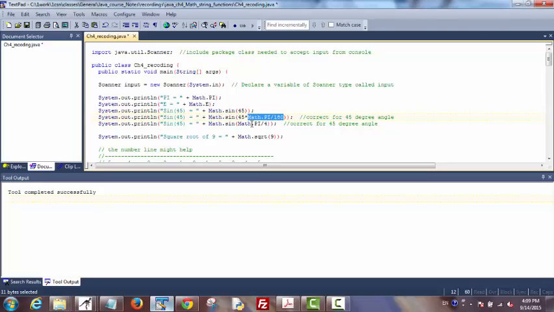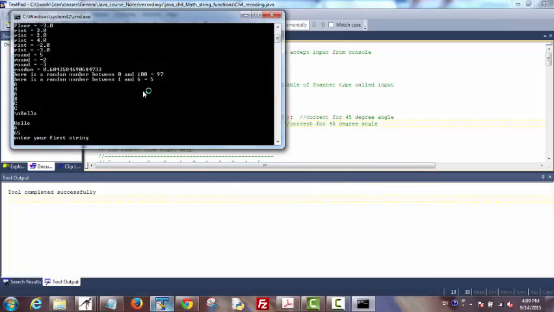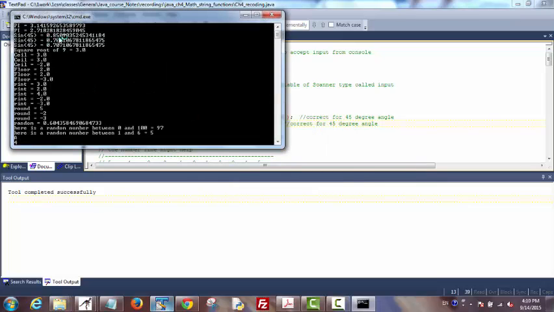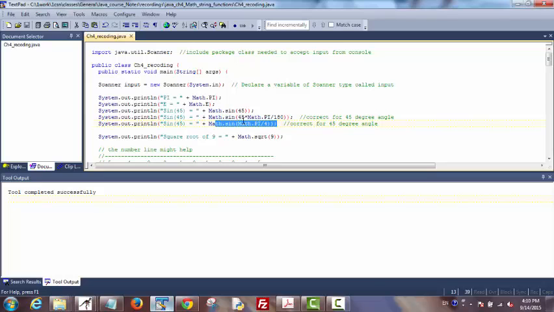Now, those of you who've done math recently will know that pi is also 180 degrees. So 180 divided by 4 is 45. So you'll notice that this provides the incorrect answer, but both of these provide the correct answers. If I just ran this, you'll notice that the 0.85 is incorrect, but 0.707 is the correct answer. So if you want to do any kind of trig functions, you have to take your angle, whatever the angle you want, and multiply it by Math.PI over 180 to get the correct result.